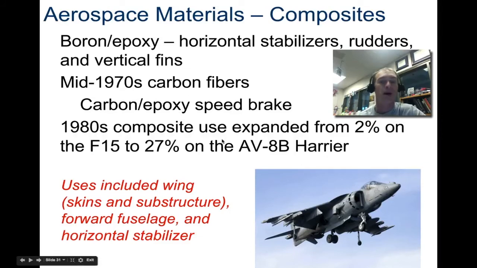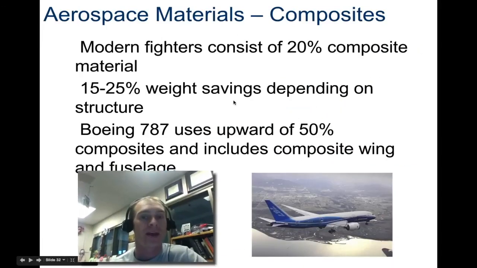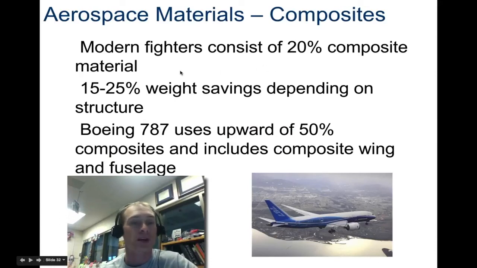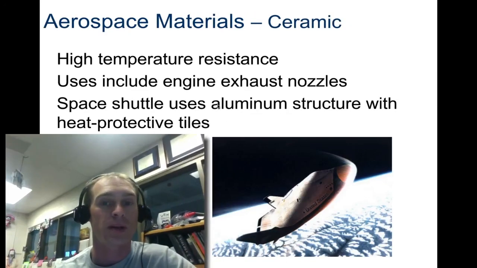So in the 80s, composites were expanded from 2% to 27% on the Harrier jet. They started using them a lot. Now modern fighters have 20% composite material because it's really light, so they're saving 15 to 25% on weight, and that just makes it a lot more efficient. The 787 uses about 50% composite and even has composite wings and fuselage. So they're using different materials in here to really reduce the weight but still make it really strong.